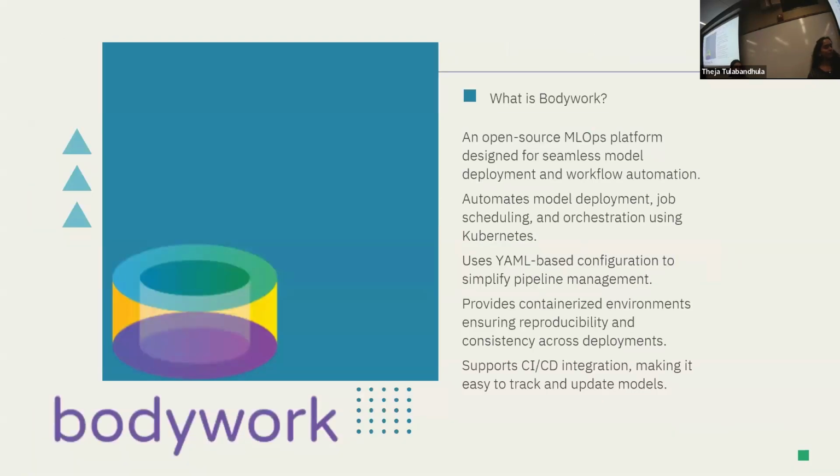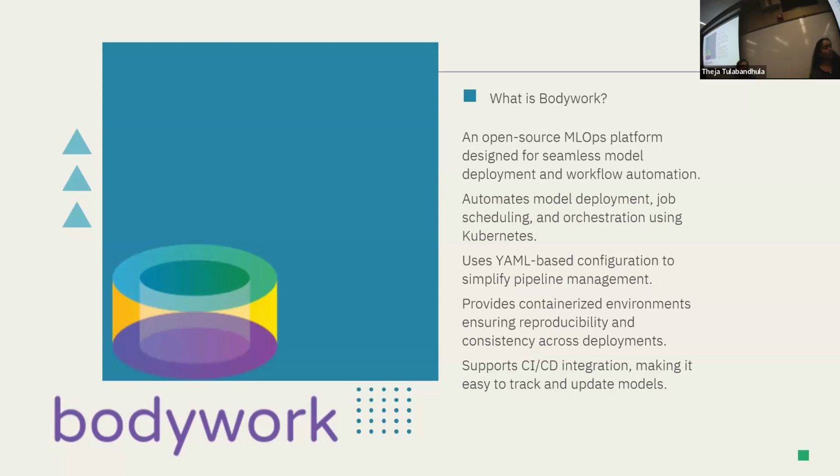So jumping into what Bodywork is, it's an open source tool designed to make ML model deployment and automation much easier. Instead of manually setting up environments and worrying about how to scale your models, BW takes care of these tasks for you. One of the biggest challenges in ML is moving models from development to production. So BW automates this process, handling deployment and scheduling jobs for you. This means your model can run on its own without needing any manual intervention.